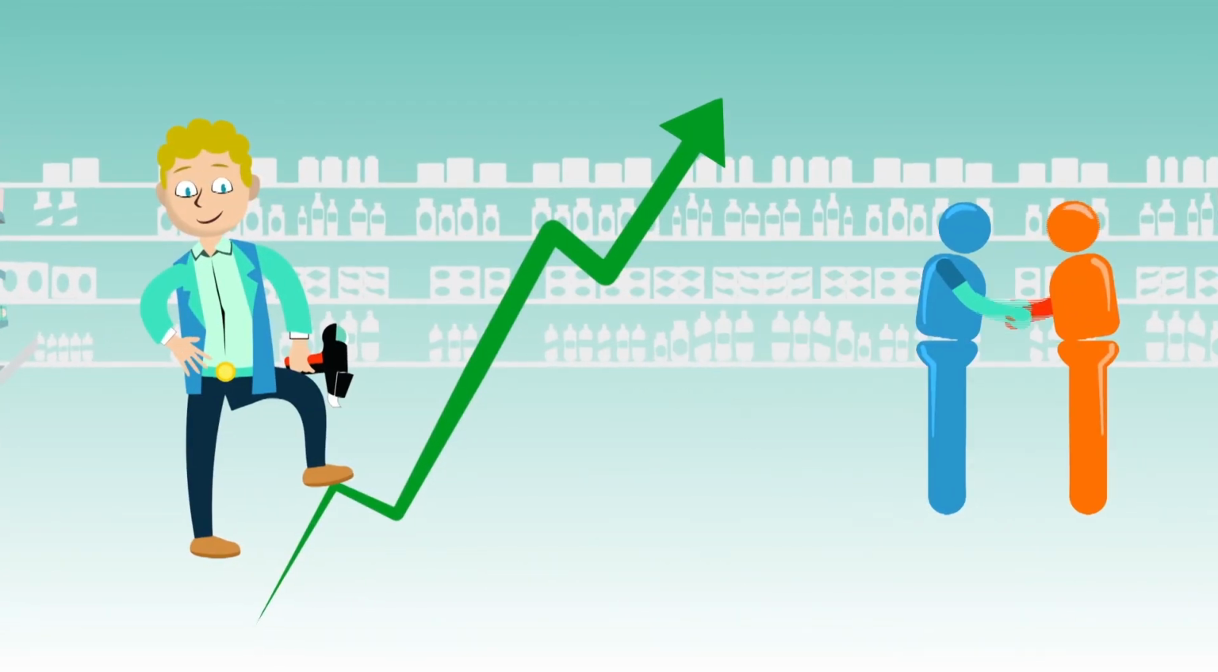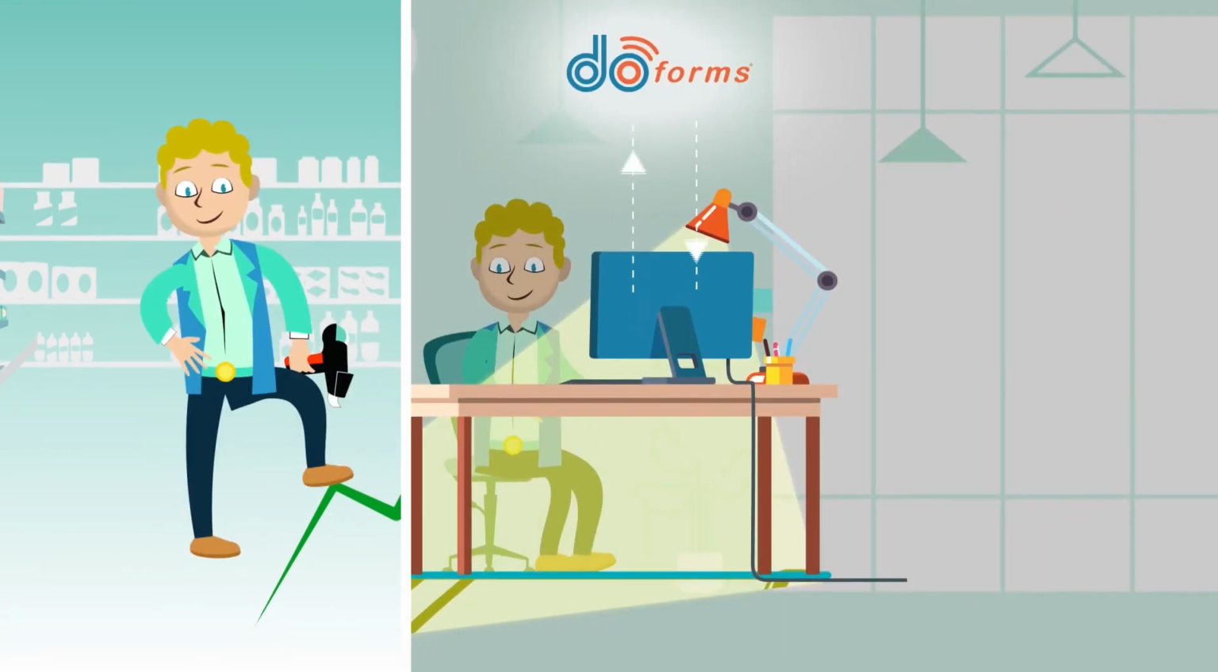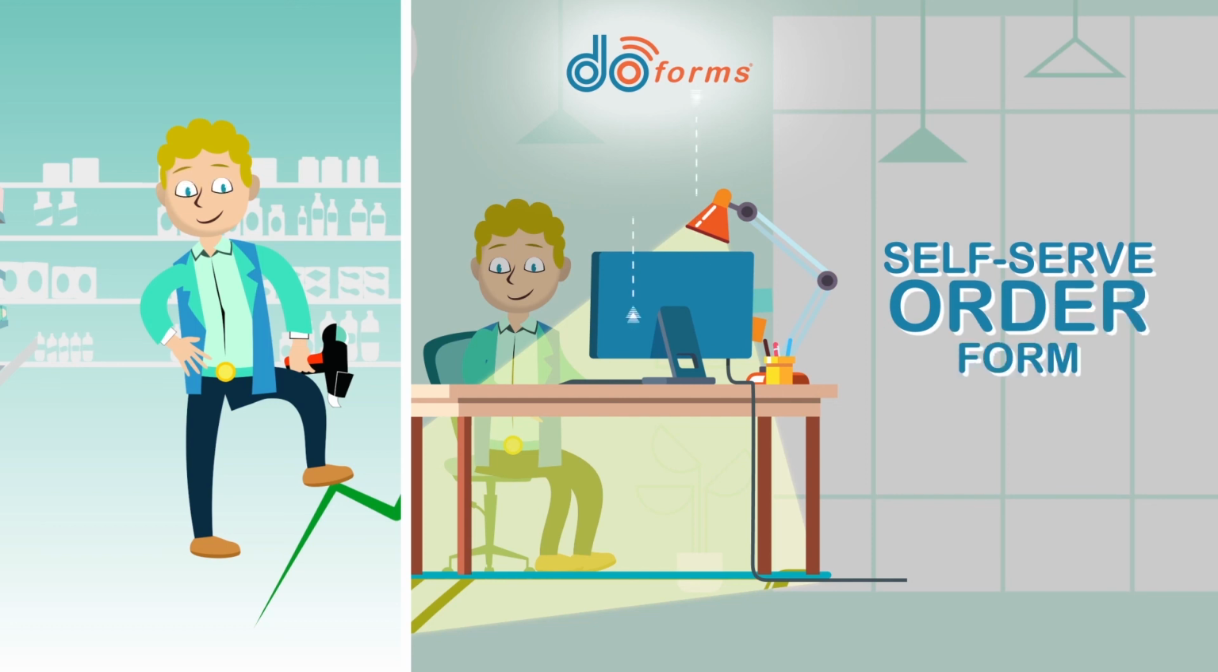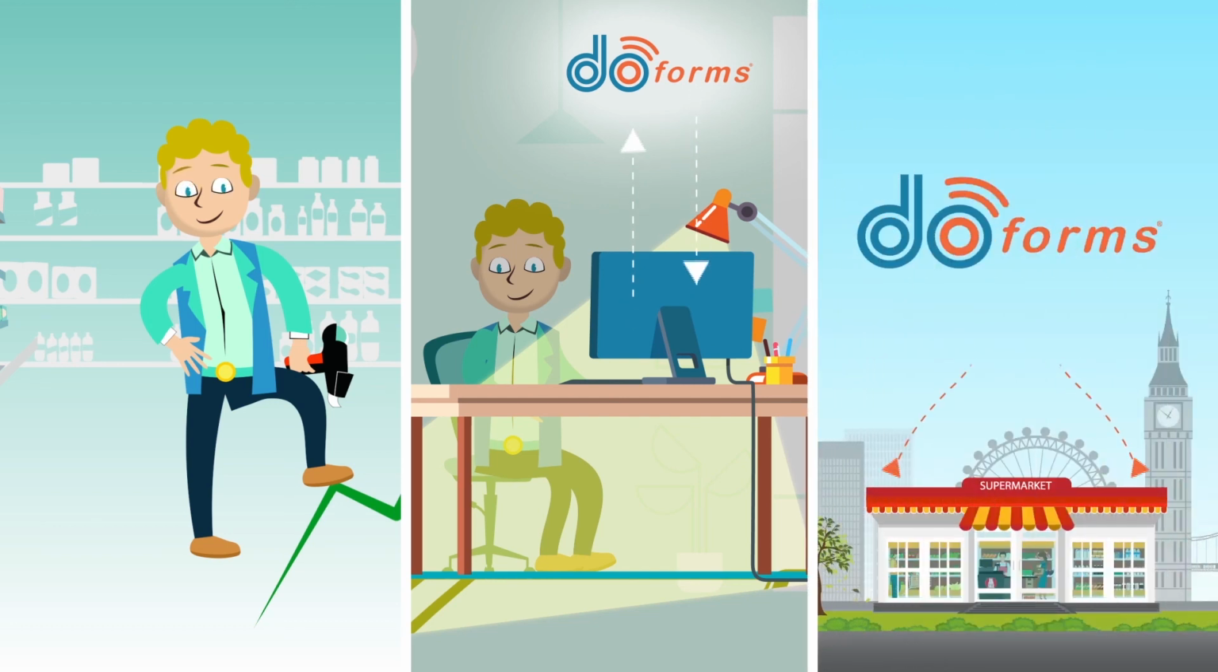This growth motivates him to implement other communication channels between him and his customers. Using our form link function, Rob quickly creates a self-serve order form and makes it available on his website. In a couple of weeks, Rob has managed to digitally transform his sales operation.